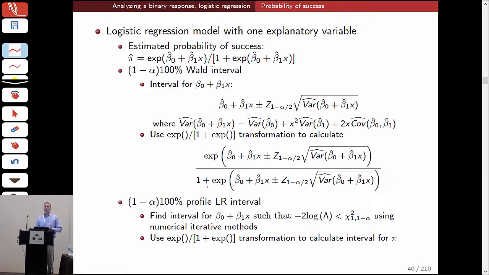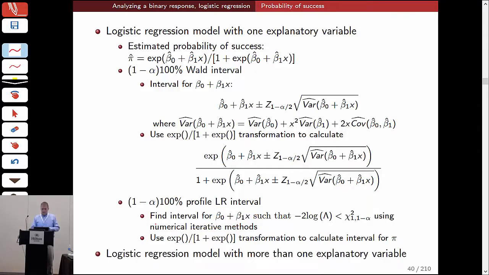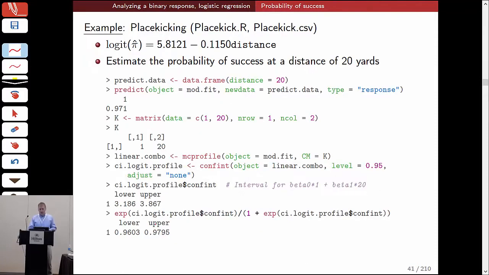We can also do profile likelihood ratio intervals, and again, these are better when you can calculate them. It's through using numerical iterative methods once again. We can find the interval for beta 0 plus beta 1 times x, and then use this set of exponential function transformations to get the interval for pi. You can do all this with logistic regression models with more than one explanatory variable, so it simply extends. Let's take a look at an example.